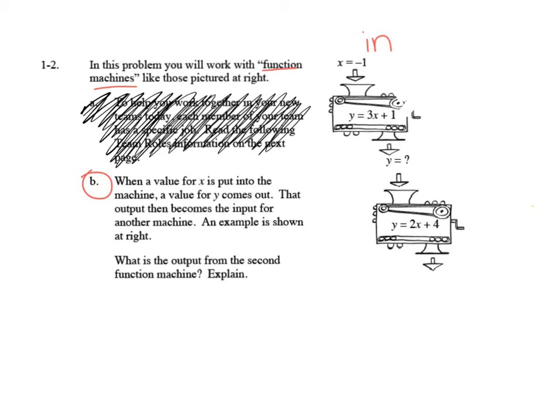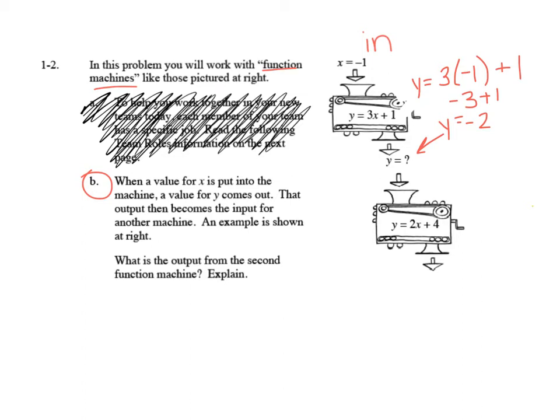So let's do this one together so you can see. So we're going to input a -1. So y equals 3 times -1, because remember you're inputting it for that x value, plus 1. So 3 times -1 is -3, plus 1 is -2. So y equals -2. So that is my output of this function.